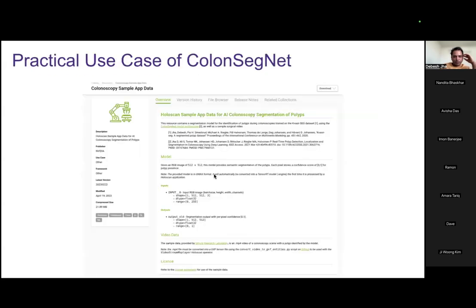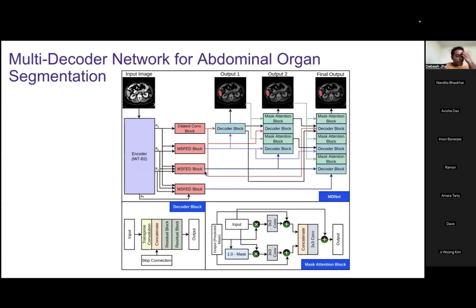So this architecture is being used by NVIDIA for their colonoscopy sample app, and I think it is mostly because of its lightweightness, and also it has a good or decent performance, I mean. So now let's move on to my other architecture on abdominal organ segmentation.